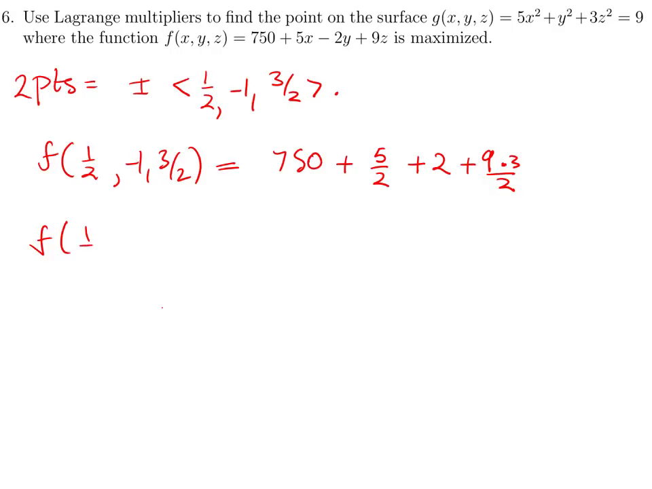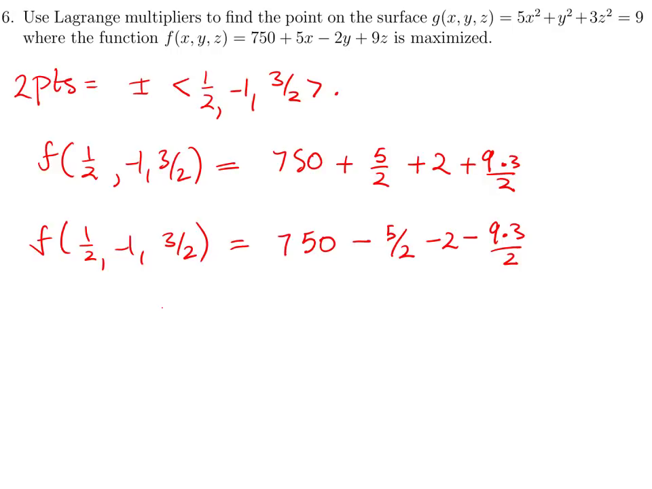And f at the other point is equal to 750 minus, so I just flip all the signs, minus 5 over 2 minus 2 minus 9 times 3 over 2.